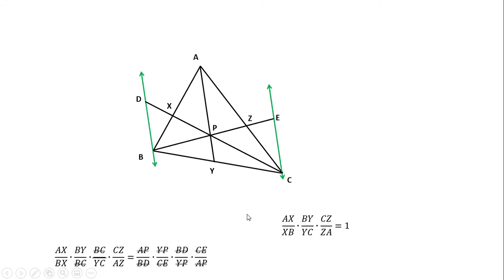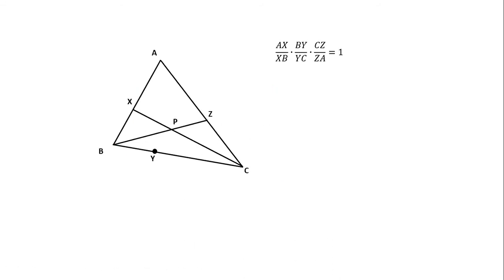the way that the Cevians split up the sides, where they'll multiply out to 1. All right, we're going to take a look at the converse of this, where we'll have a triangle with these relationships that the Cevians split the sides up into, and if those multiply out to equal 1, then we will know that those Cevians are concurrent.